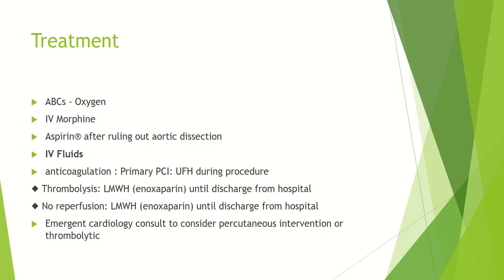So what would be the treatment? Very, very important here. Secure the airway, breathing, circulation. Start with oxygen, IV morphine, aspirin after you rule out aortic dissection. Give them IV fluid, especially if the patient has low blood pressure. And then anticoagulate the patient. Do urgent cardiology consult to prepare the patient for cath lab so that they can have urgent percutaneous intervention.